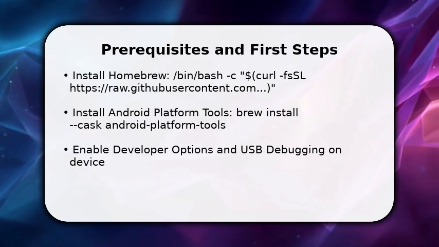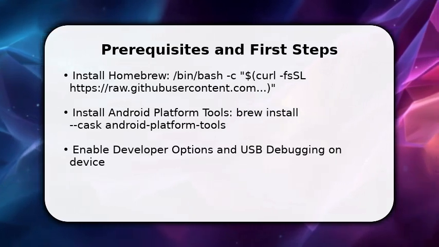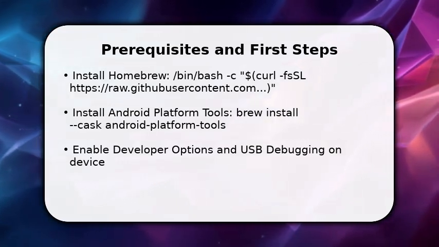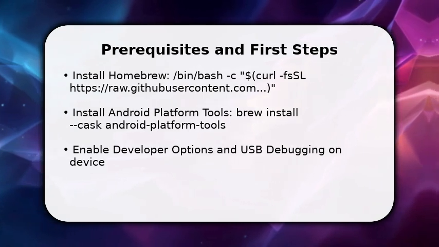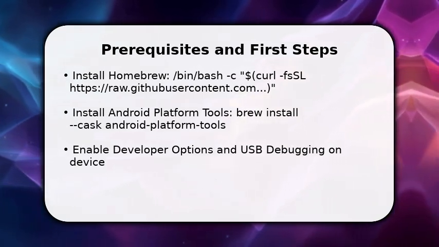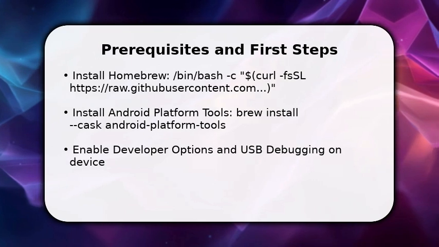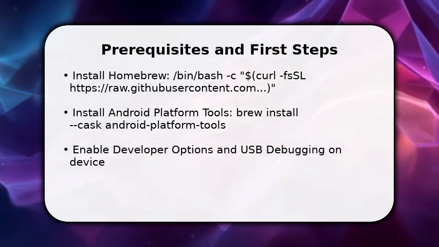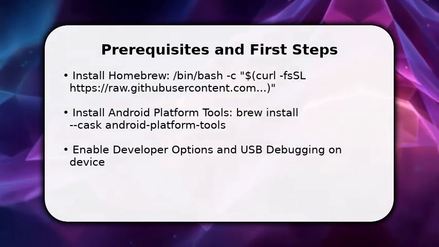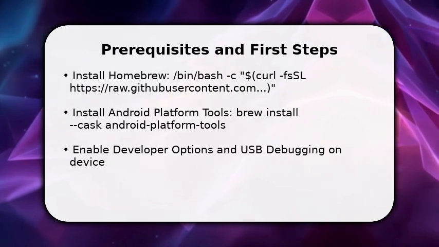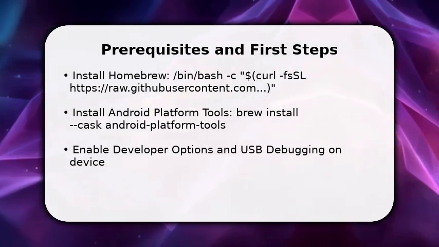You will start by ensuring Homebrew and Android platform tools are present. This gives you ADB. Once installed, connect your phone via USB-C or adapter and unlock the screen. You must enable developer options and USB debugging on the device so ADB can authenticate. Make sure to accept the RSA fingerprint when prompted.